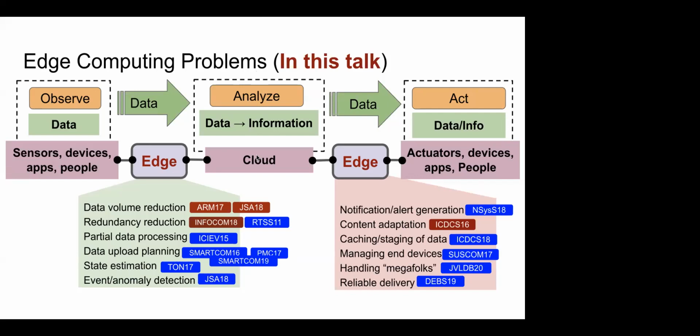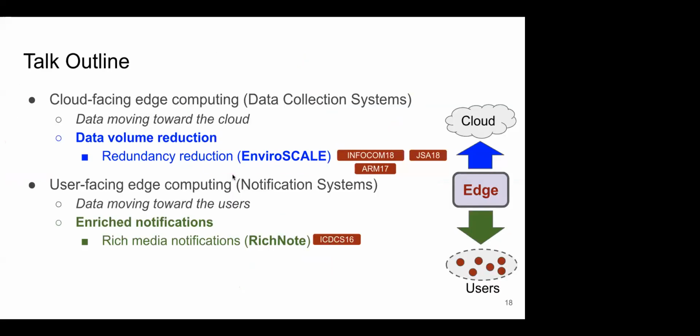So let's see one by one. The first one is called the cloud-facing or data-facing edge computing. This is the data collection system, as I just said. Data is moving toward the cloud through the edge. So what is the edge going to do? The edge is going to do volume reduction tasks and redundancy reduction. That's one task we'll be discussing.